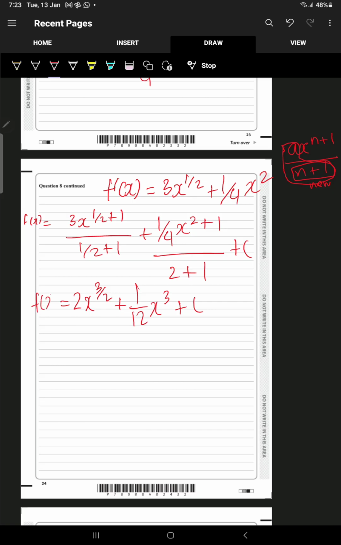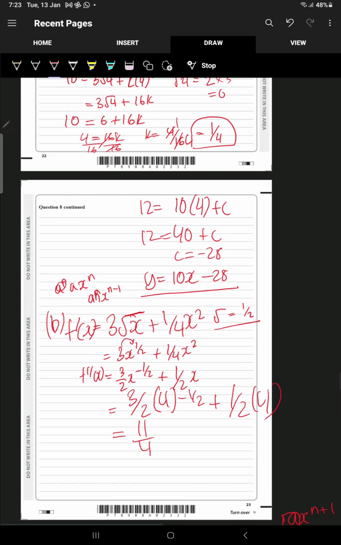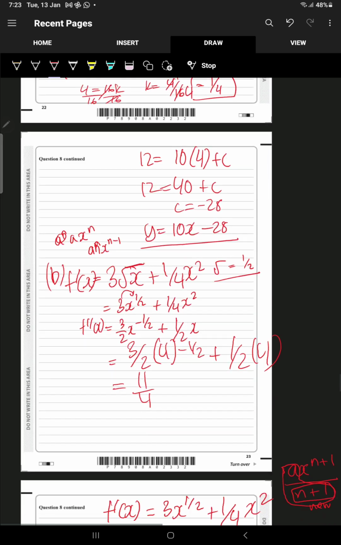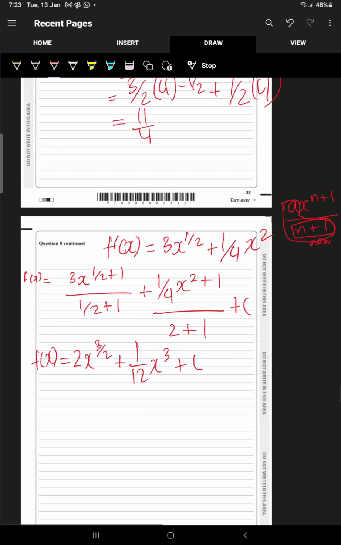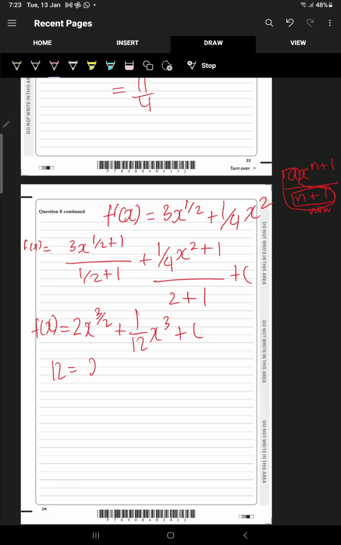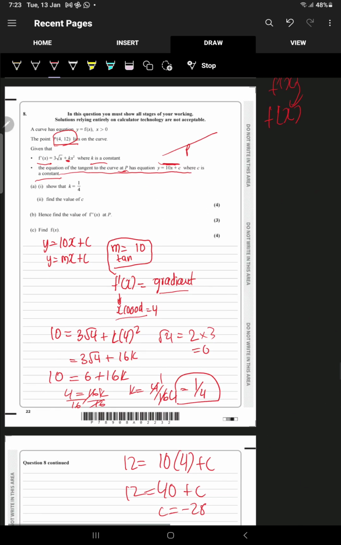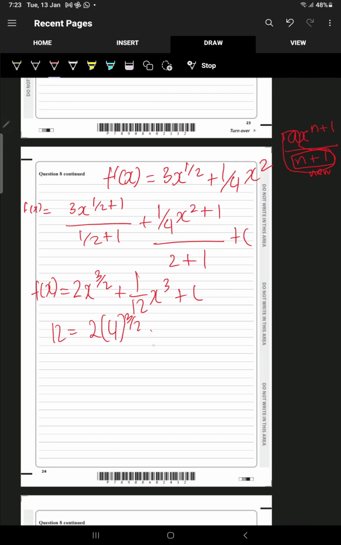Okay, 12 is equal to 2 times 4 to the power of 3 over 2, plus a half times 12 plus c. So 2 over 4 times 3 over 2 to the power of 3 over 2 times 1 over 12, this is cubed, times by 12, not 12, sorry, it's 4.